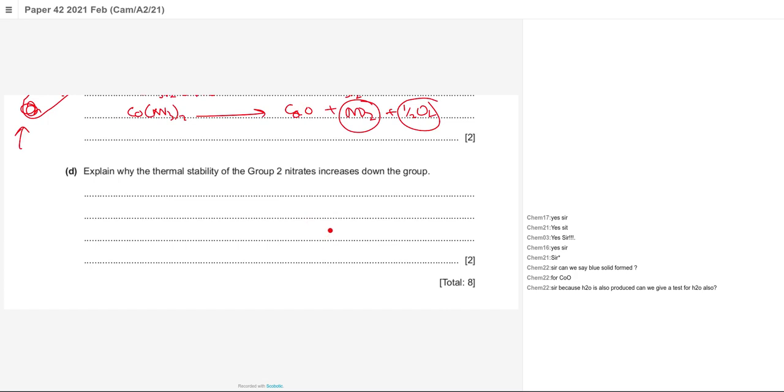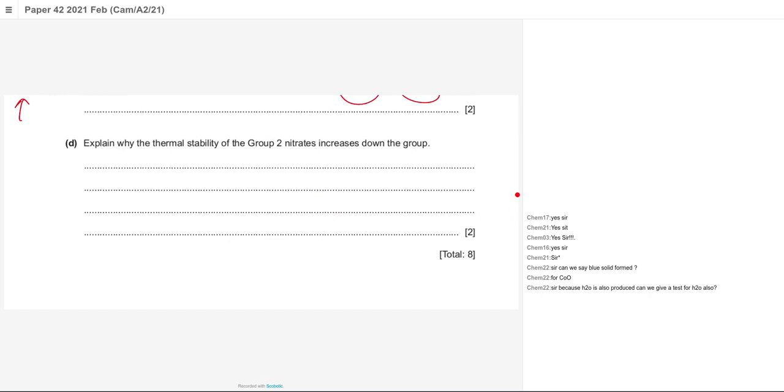Explain why the thermal stability of group 2 nitrates increases down the group. Now, this particular question we have handled so many times. We'll talk about the ionic radius. Down the group, the ionic radius increases, because the size increases and the number of shells increases. Then as a result, the charge density, the polarizing power, which is charge over size, decreases. When the size increases, the charge density decreases. So down the group, the size of the ion increases. As a result, the charge density decreases.